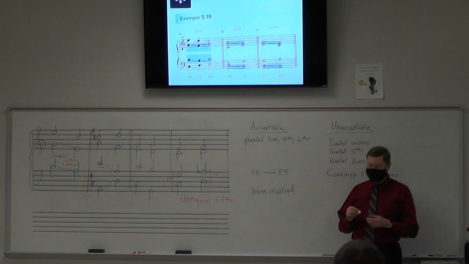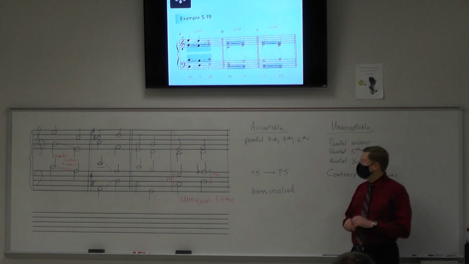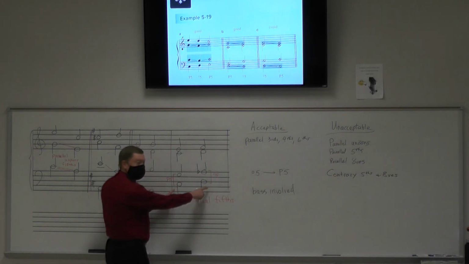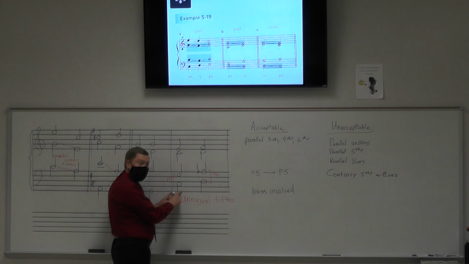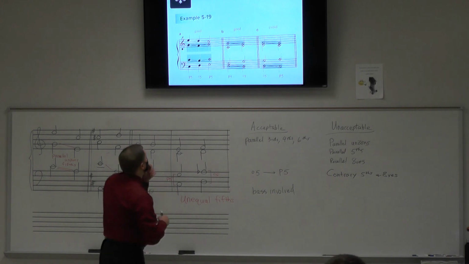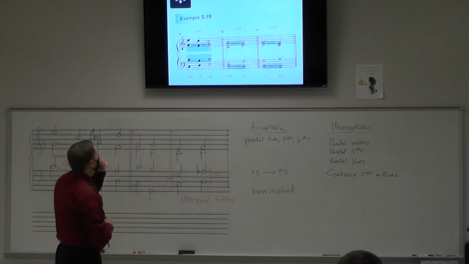Isn't that weird? That's like the most specific rule I think you've ever come across, at least in this music. So, in this case, the unequal fifths would be okay. I know the bass is involved, but why are these not okay? Because the perfect fifth comes first. They're not even saying that, they just say avoid.